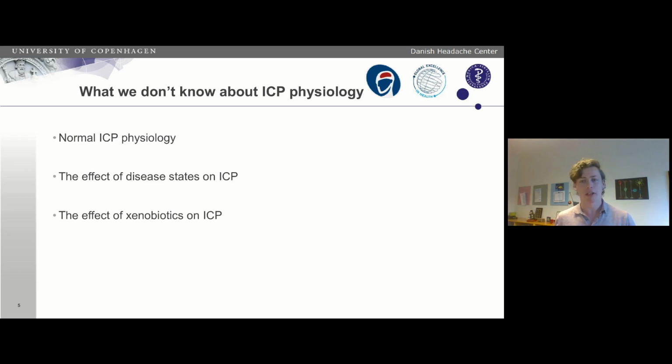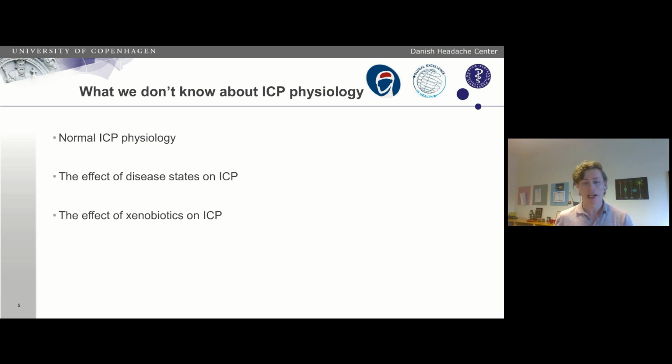So what don't we know about intracranial pressure physiology? Well, actually quite a lot. In humans, we can't just probe healthy individuals. So we don't actually know what normal intracranial pressure physiology looks like. So going on from that, we don't really understand what the effects of different disease states are on intracranial pressure. So, hypertension, obesity, muscle wastage, different sorts of cancers, any of these things, we just don't know what the effects of these are on intracranial pressure.